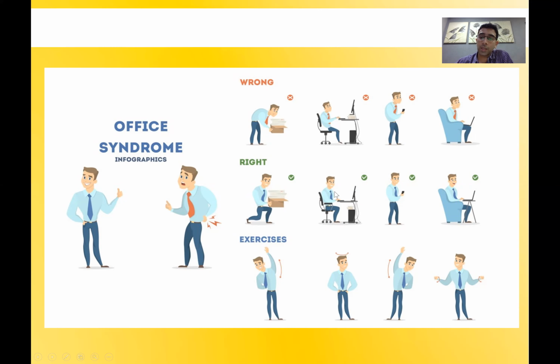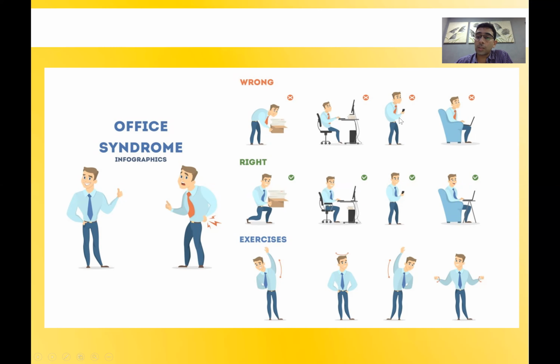Now, if you compare with this guy in the middle, he is bending down at the knees and lifting up his objects. And this chap is sitting with a nice backrest, with a good arm rest as well. And the buttocks are nicely planted in the back of the chair. The hip joint is 90 degrees and the knee joint is 90 degrees. The foot on the ankle joint is again at 90 degrees, and the screen is at eye level.